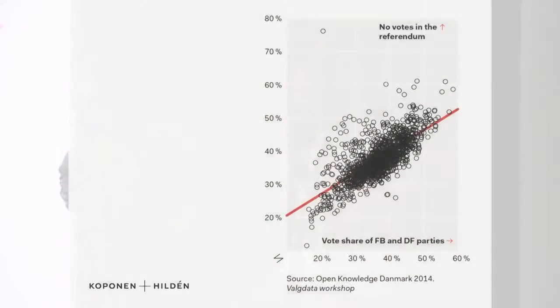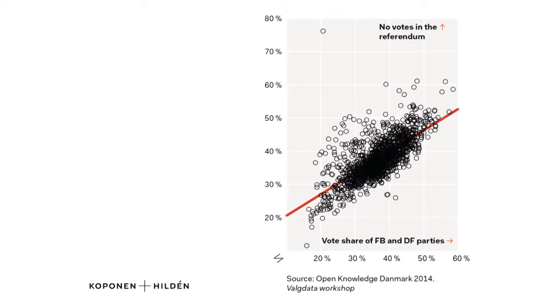This is a scatter plot. It was originally made by Open Doors Denmark, which is a local NGO there, but we've redrawn it here for clarity. Each of these points in this visualization is a voting precinct. There are something like 2,000 voting precincts in Denmark. And what's plotted here is the support for the two parties that opposed the court. They advocated a no vote in the referendum, and then the number of no votes.